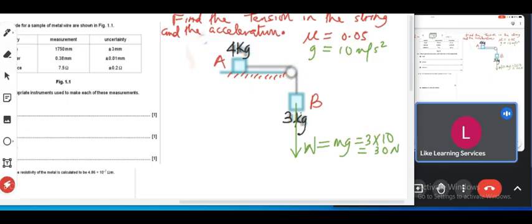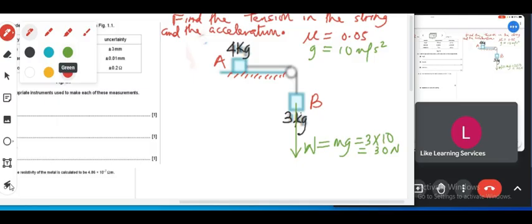Now what do I mean? As this block B is being dragged down by weight, are you checking my illustration? If B is dragging down, it will pull block A along. So if block A is moving to the right, frictional force acts to the left. Frictional force always opposes motion, so it acts in the opposite direction to motion. So you need to also represent the frictional force.